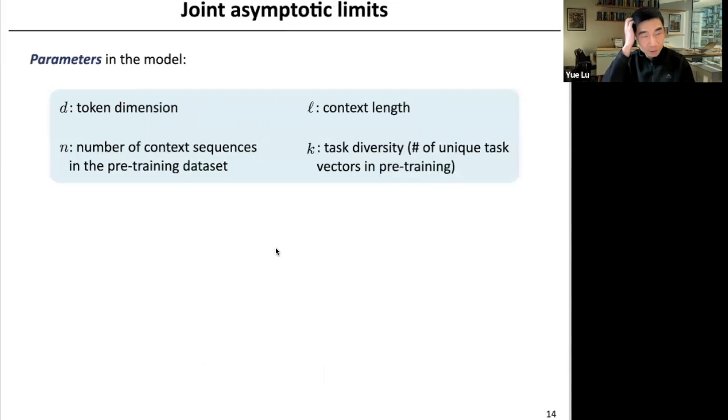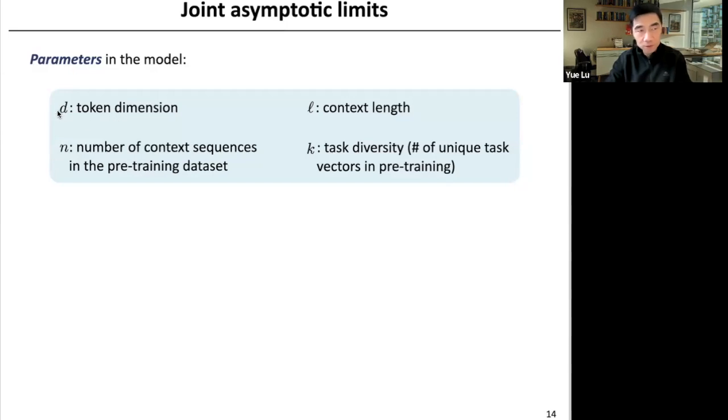And then we're going to consider the so-called joint asymptotic limits in a high-dimensional setting, and here we have a few parameters. D is the so-called token dimension. We have an input x_i, and we assume all these input vectors are d-dimensional vectors.